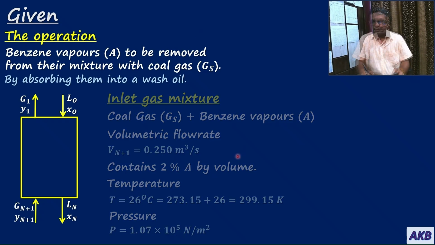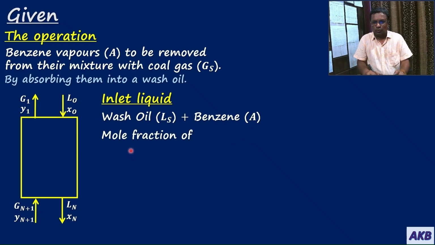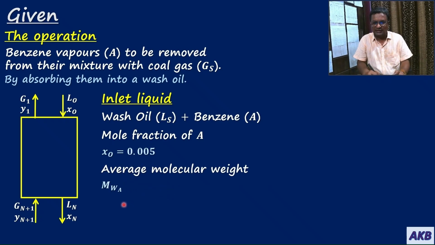Let us move ahead. Then the inlet liquid is wash oil, which is the non-volatile liquid solvent in this case, whose molar flow rate we denote by LS, the notations that I have used. So wash oil plus benzene, that is the solute. Mole fraction of E in the inlet liquid is given to us. We denote that by X0. It is 0.005. Then the average molecular weight of the inlet liquid is given to us. Let us denote it as MW average, it is 260.